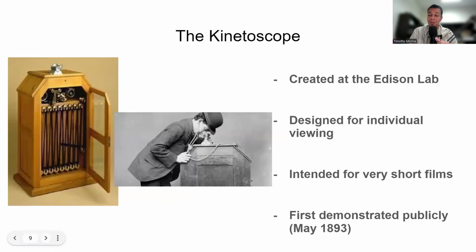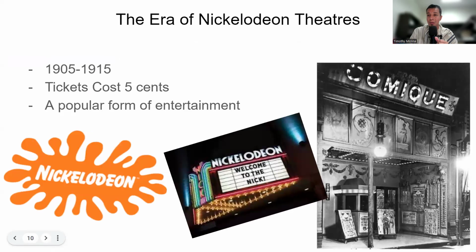Some other devices were the invention of the kinetoscope by the Thomas Edison lab, but it was only designed for individual viewing, not a communal thing, but it was intended for very short films to be displayed and demonstrated publicly in what we know as the nickel arcades or a Nickelodeon theater. This was the time period between 1905 and 1915, where people would go in and pay 5 cents to watch a film in a kinetoscope, which was roughly about 12 minutes. And it was a popular form of entertainment because it preceded the radio and the television.